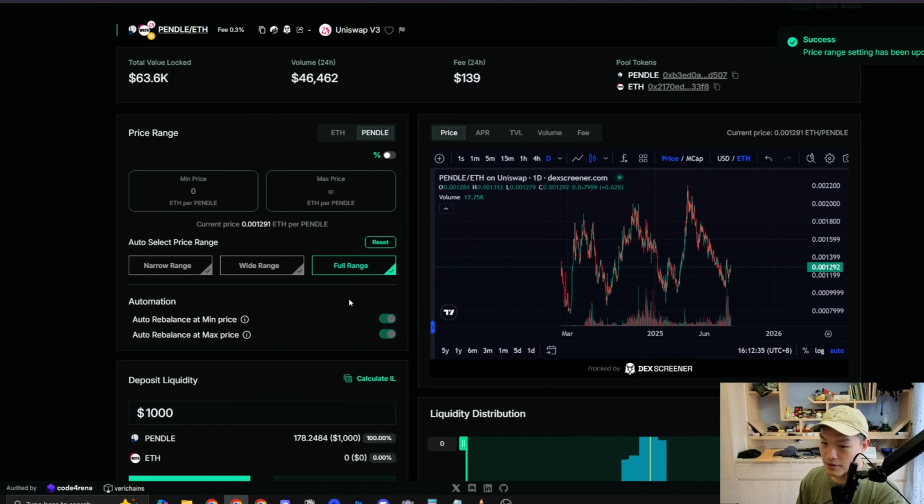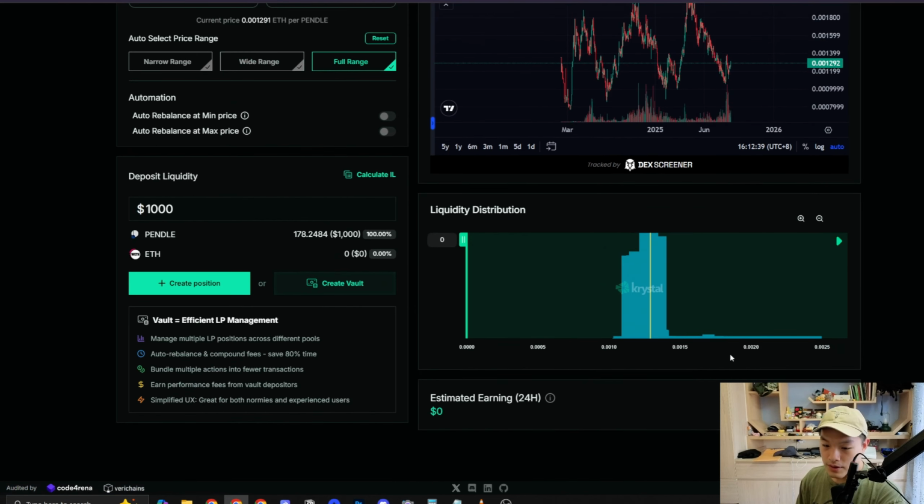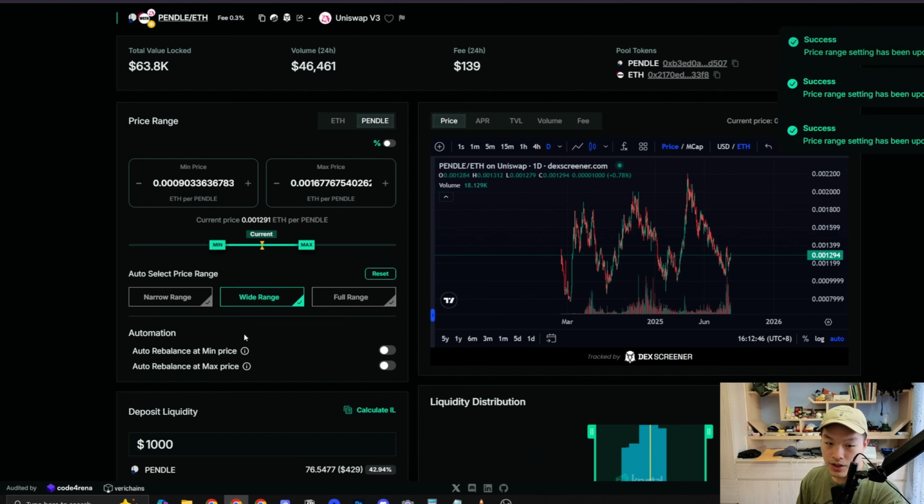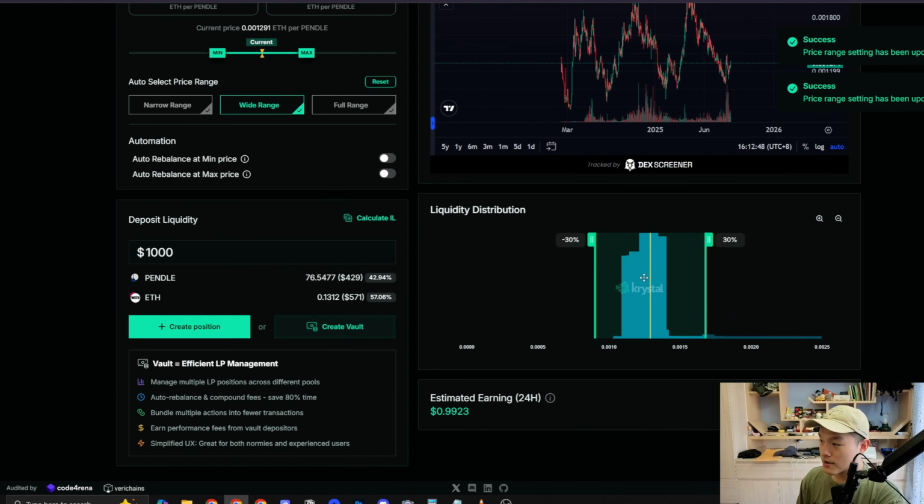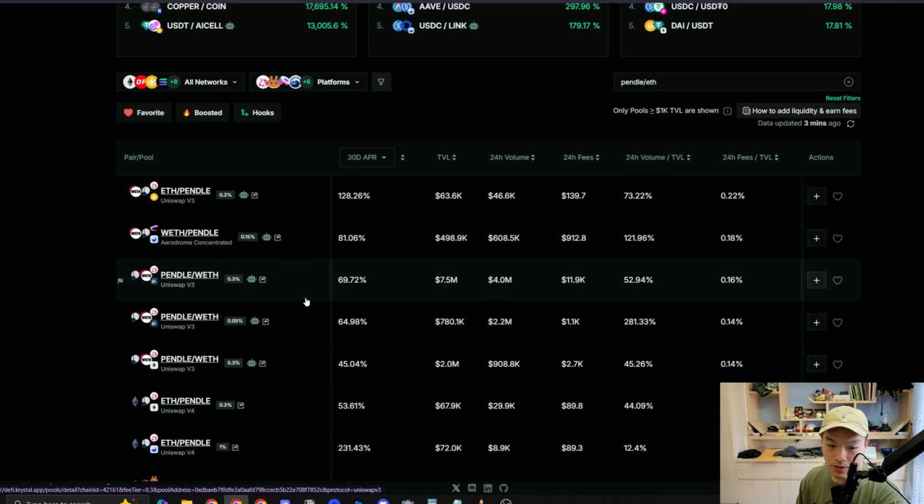I could set it to full range. This is the pool that is on BNB chain. You can see the full range is not really giving me an APR estimate. That's fine. I could just hit this wide range tab, where it basically sets like a 30% buffer on each side. The APR is 36%, and I can compare it with different pools, right?